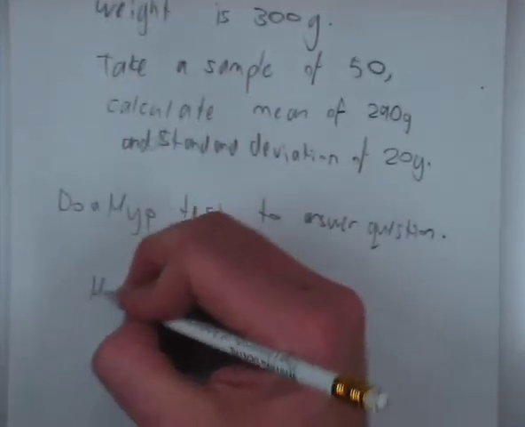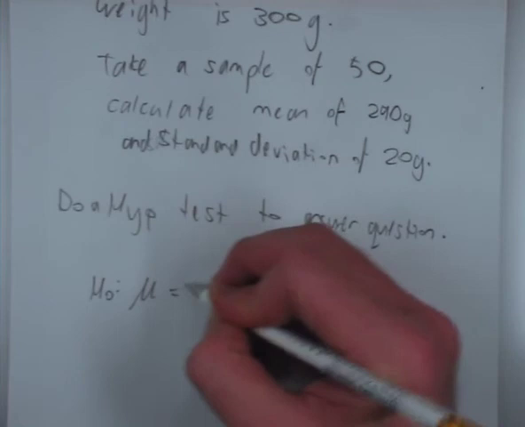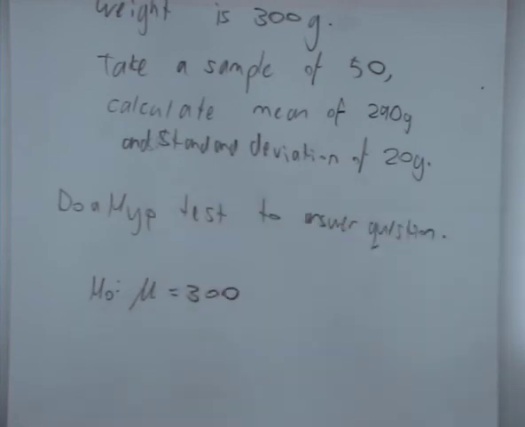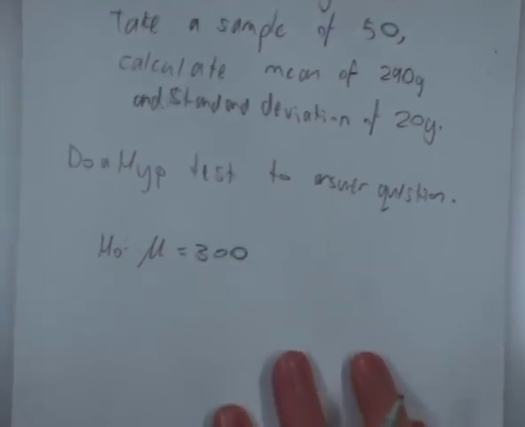So you'd write your null hypothesis, which is that the mean is 300. And then your alternative one would be that it's not 300. I don't know if Gary asks you to do alternatives, does he? Does he care? Probably doesn't matter.